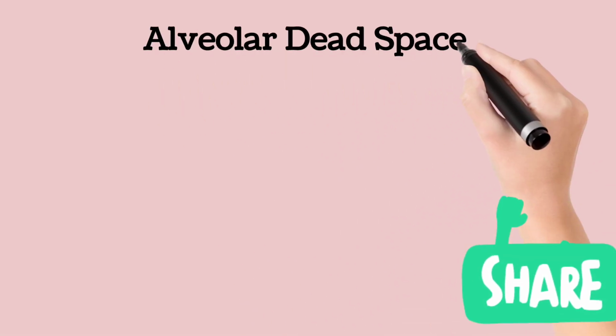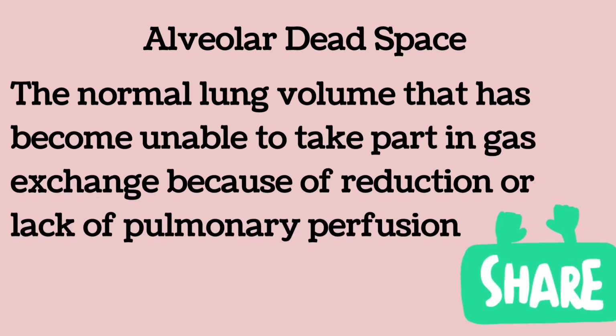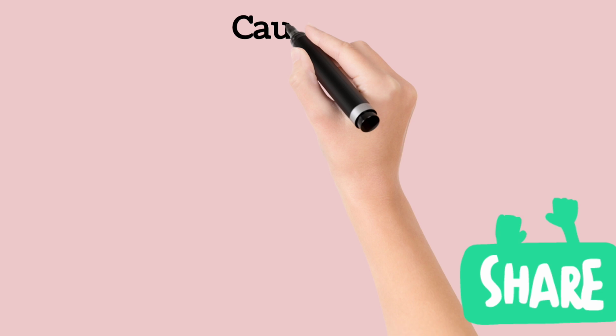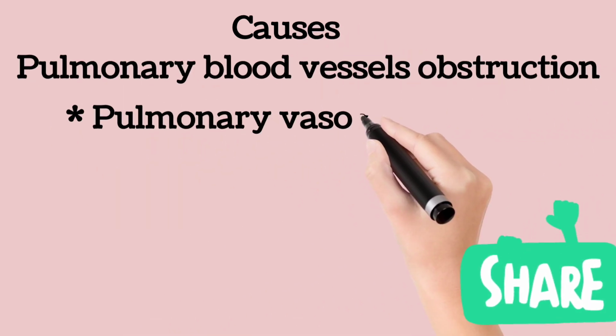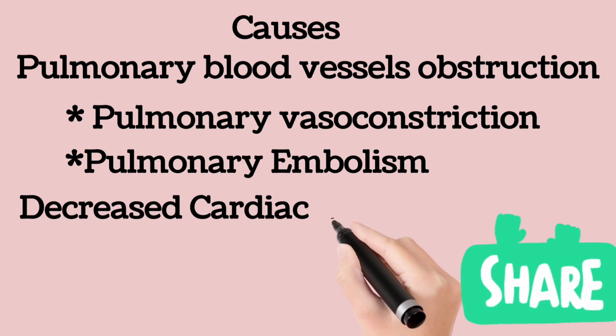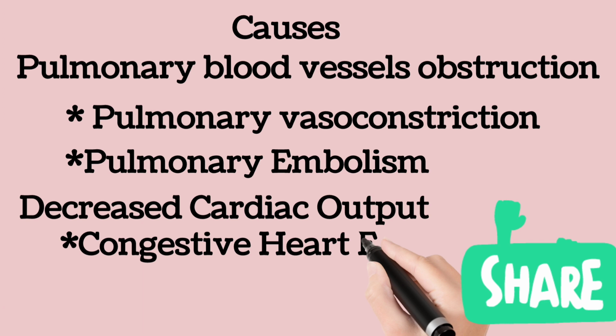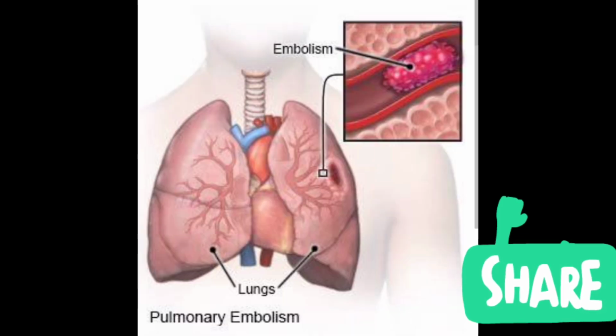The normal lung volume that has become unable to take part in gas exchange because of reduction or lack of pulmonary perfusion is called alveolar dead space. Pulmonary perfusion may be absent or low because of decreased cardiac output, as seen in congestive heart failure or blood loss, or due to obstructed pulmonary blood vessels, as seen in pulmonary vasoconstriction and pulmonary embolism.